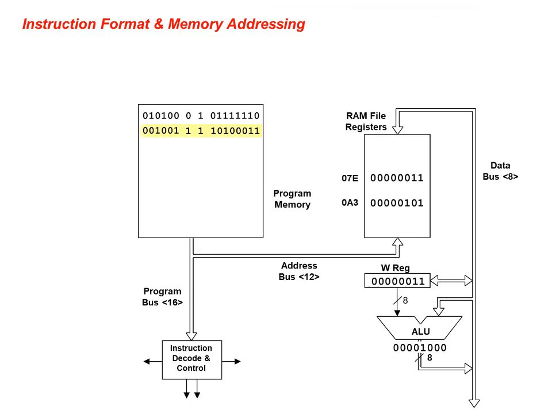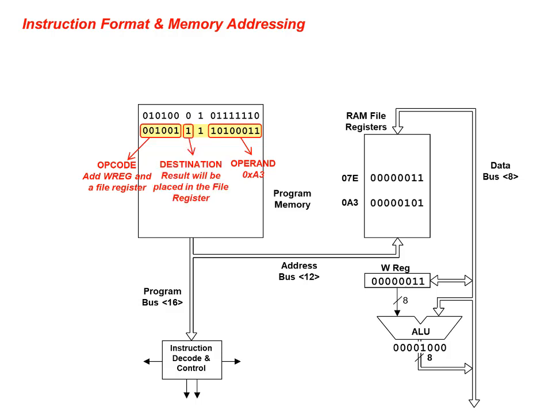After executing the move instruction, the next instruction is fetched. This opcode denotes an addition operation between the working register and the file register specified by the operand. Since the destination bit is 1 this time, the result of this operation is sent to the register A3 and stored there.